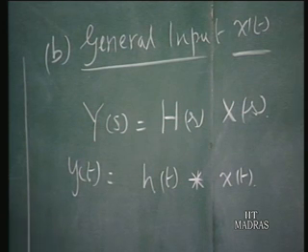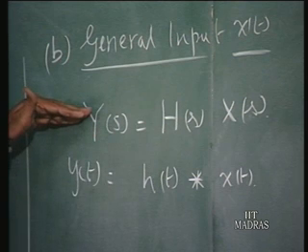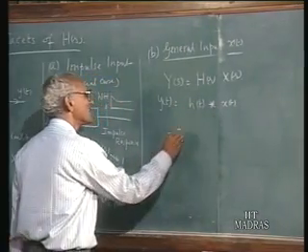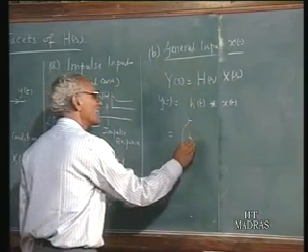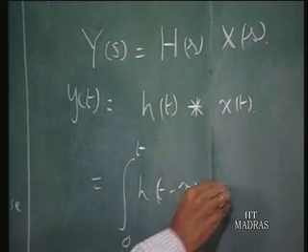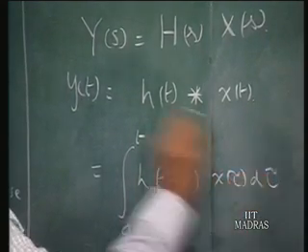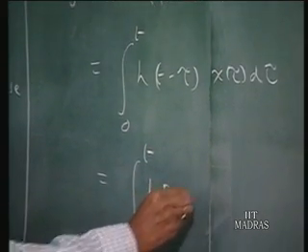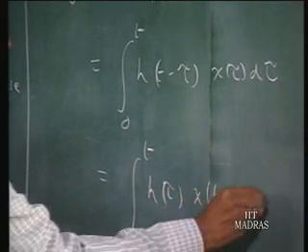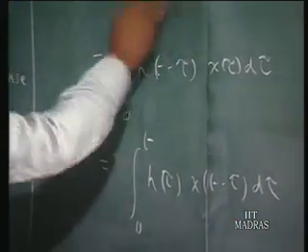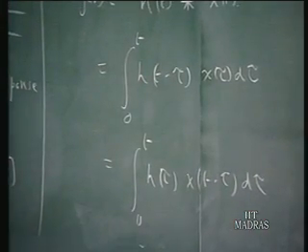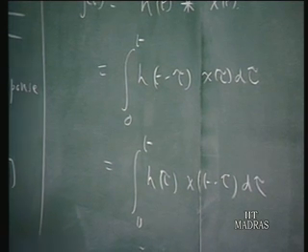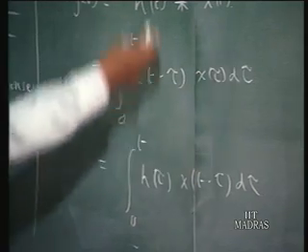We already noted this. I'm just trying to relate this to the Laplace transform equation in this manner. What does it mean? This is the convolution integral. It means integral from 0 to t of h of t minus tau, x of tau, d tau. Alternately, if you wish, you can write it as integral from 0 to t of h of tau, x of t minus tau, d tau. Because you can interchange the roles of these, both are equivalent to each other.